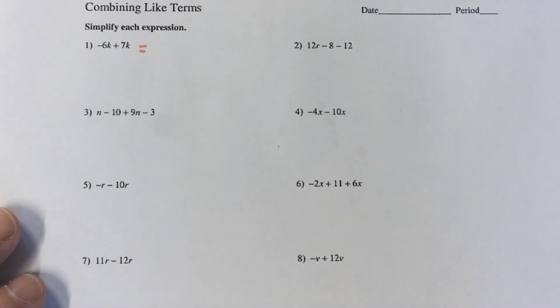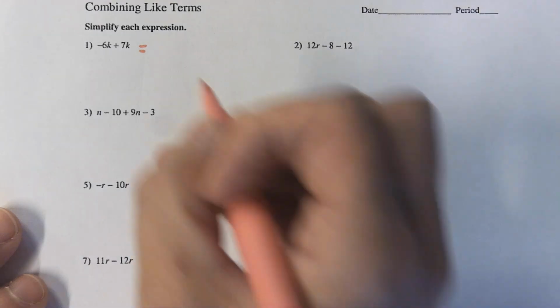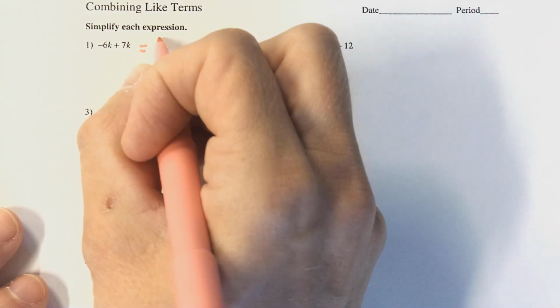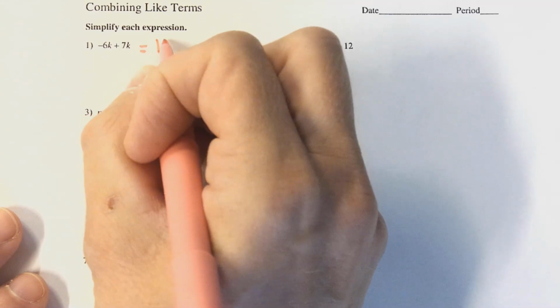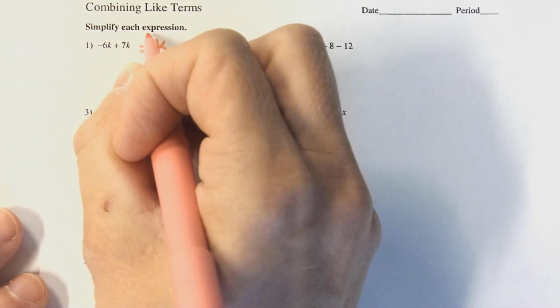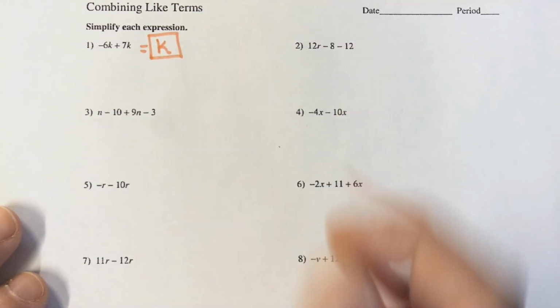So if we do negative 6 plus 7, or you could do 7 minus 6 if you'd rather. How many do we have? Did you get just one? Yeah. Okay. So we have 1K.